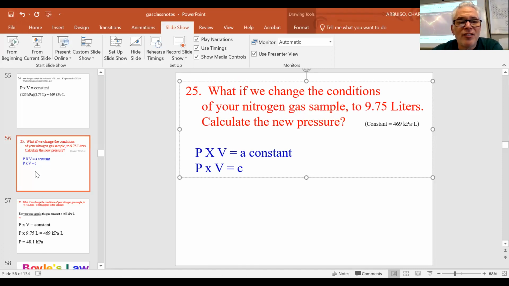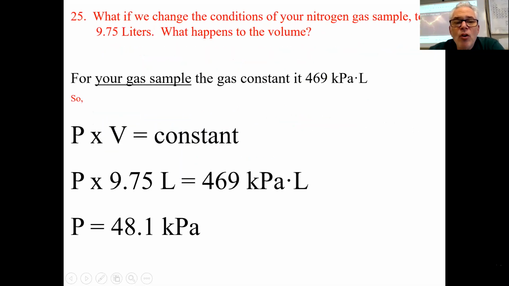What's going to be the pressure? So let's see what we got. For your gas sample, pressure times volume is a constant. Pressure times volume equals 469 kPa. The pressure, my goodness, this question's a mess, but the pressure here is going to be down to 48 kPa. That makes sense. When the volume goes up, the pressure goes down.